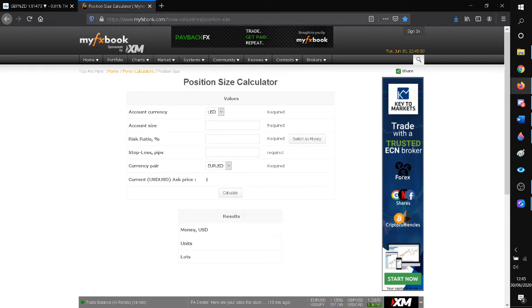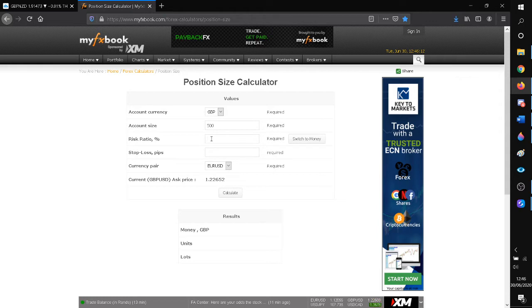If you make a note of this website, it is myfxbook.com/forex calculators position size. Just bookmark this, save it, and in here you place your currency. For mine it will be GBP. You put your starting balance, so let's pretend it's going to be £500.